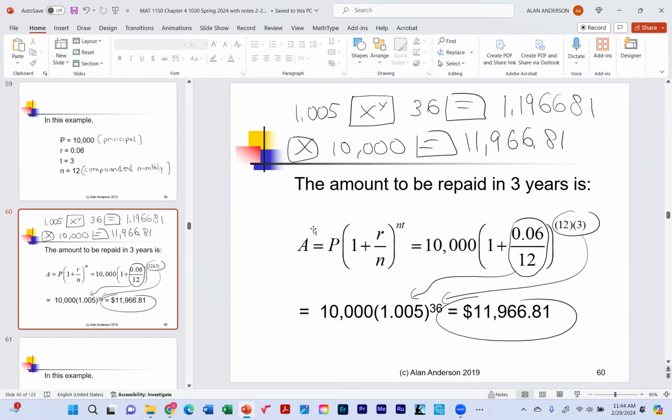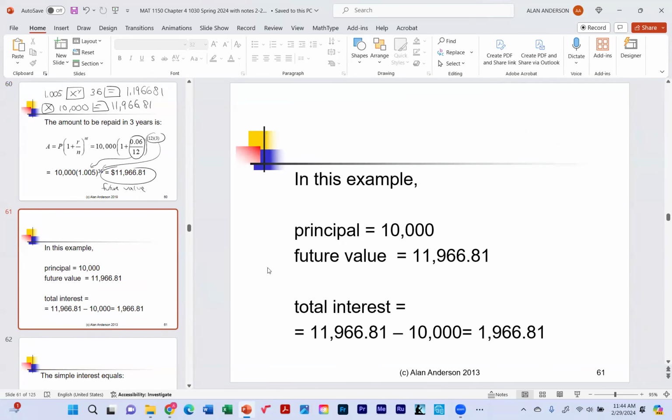Okay, this is the future value. If we had put $10,000 in the bank instead, this is how much our bank balance would have been in 36 months or 3 years. Now, clearly, the principal was $10,000. So how much interest did we actually pay? It would have to be the difference between the two. Okay, so in other words, we paid this much, we borrowed this much. This is our total interest.